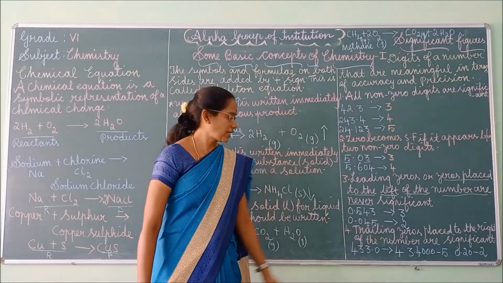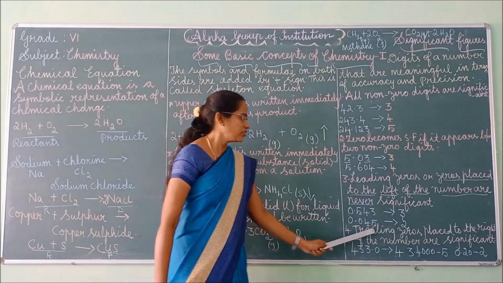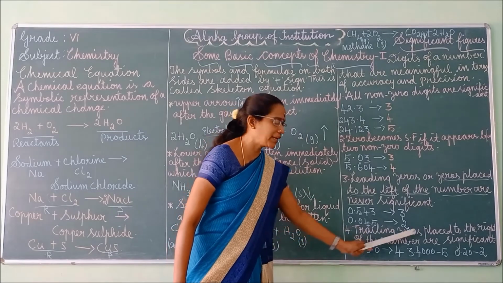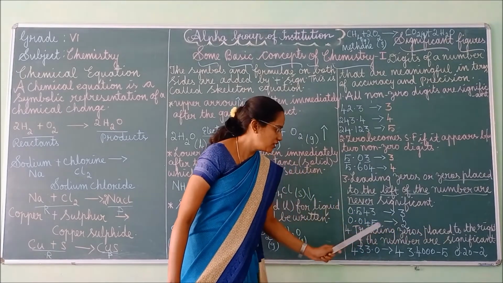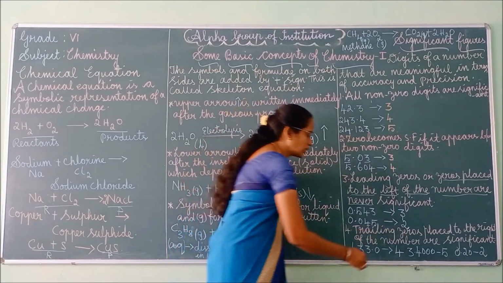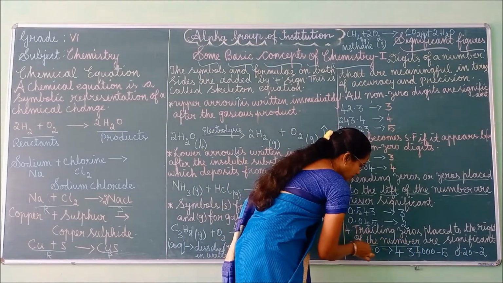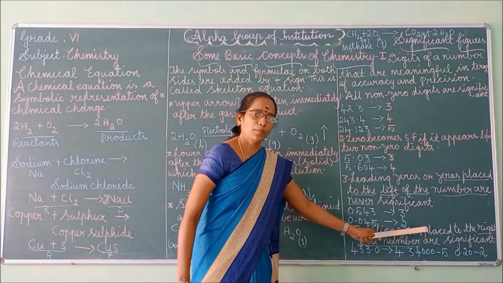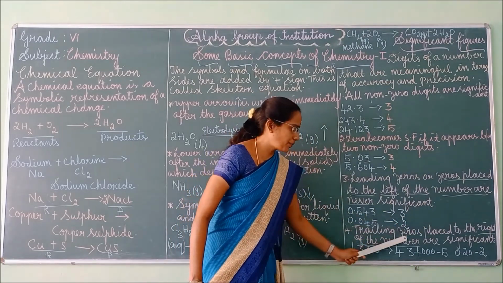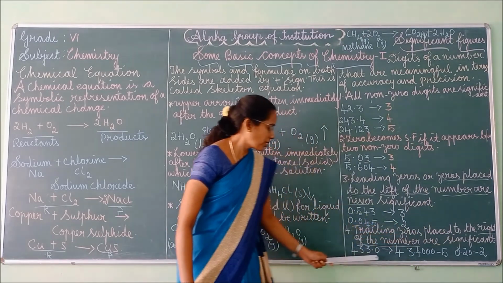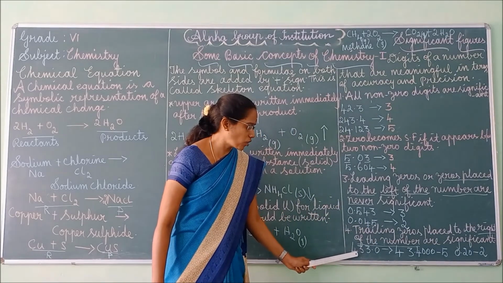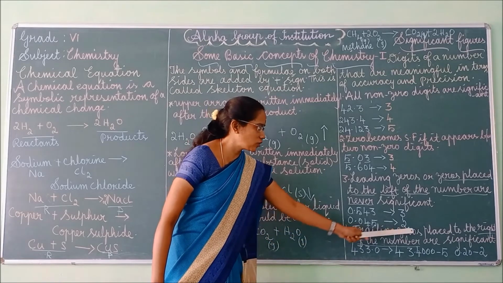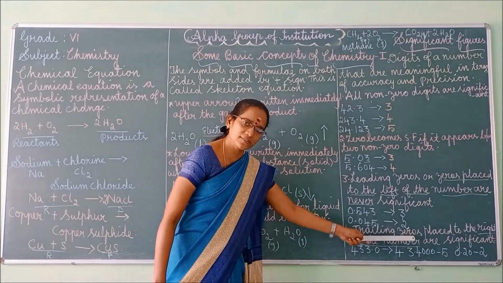Understood, children? Right. And the last one, trailing zeros placed to the right of the number are significant. Okay. Trailing zeros placed to the right of the number. This point you have to remember. Trailing zeros placed to the right of the number are significant. For example, see 433.0.